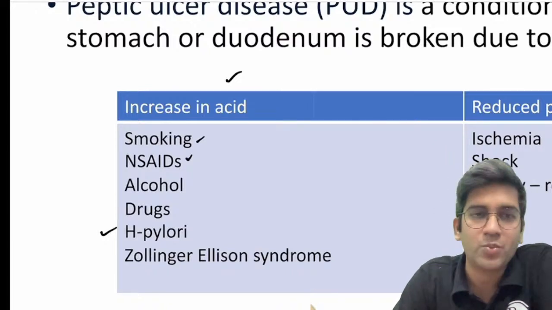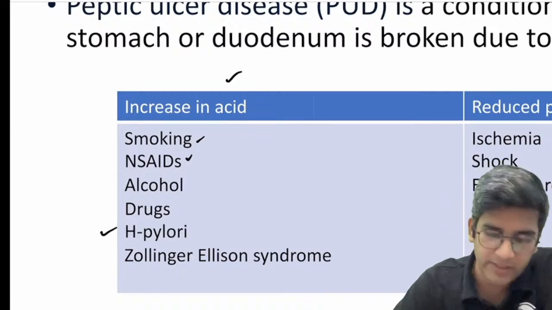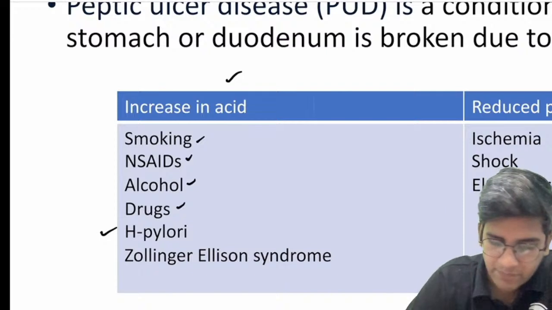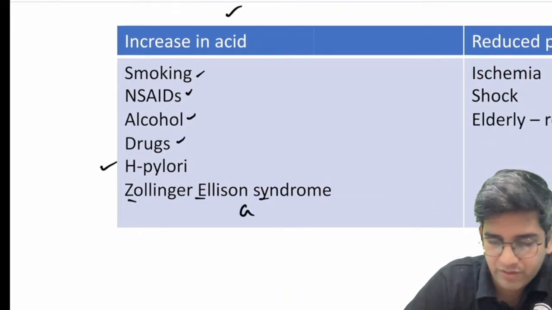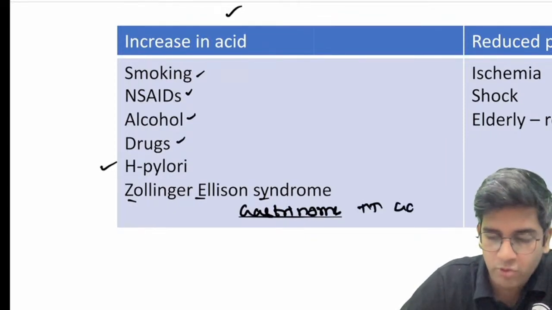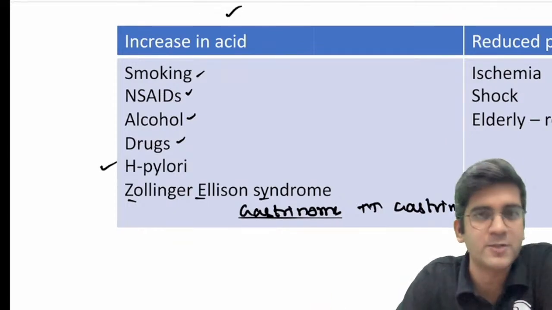Prostaglandins will be gone. Once prostaglandins are gone, you will not have the protective effect. Alcohol, drugs, many other drugs including your NSAIDs, H. pylori. This is your tumor, right? Here you have gastrinomas. Gastrinomas will obviously produce more gastrin. More gastrin will increase the acid production and cause peptic ulcer disease.